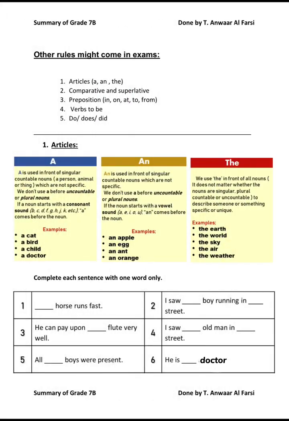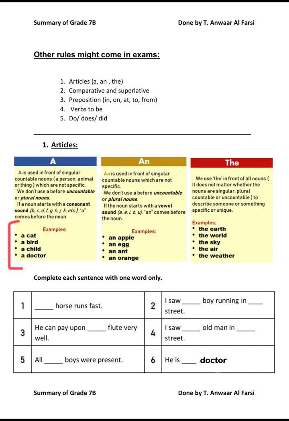Lastly, but not least, are the articles. We should know the a, an and the. A is used in front of singular countable nouns for a person, an animal, or thing, which are not specific. For example, a cat, a bird, a child, a doctor. An is used in front of singular countable nouns, which are not specific as well.